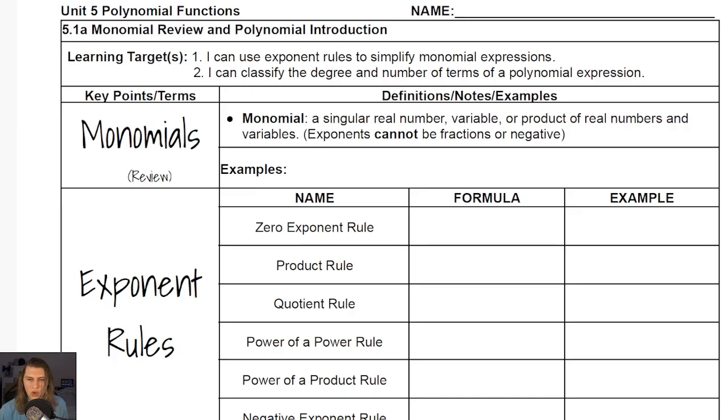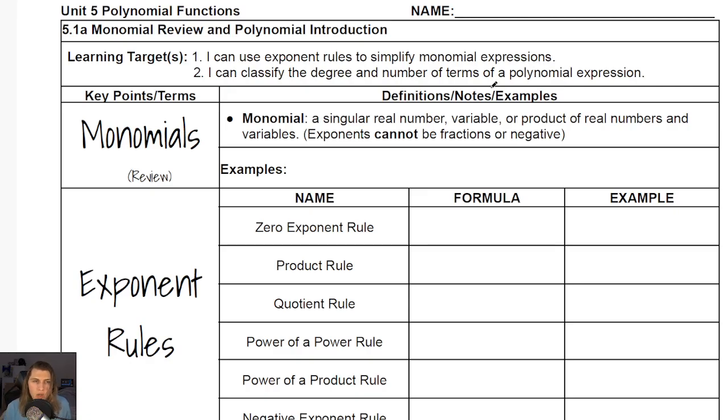All right, so this video starts Unit 5, and Unit 5 is all about polynomial functions. So basically, what I want you to know for Unit 5.1a is I want you guys to be able to use your exponent rules to simplify monomial expressions, and I want you to be able to classify the degree and the number of terms of a polynomial expression.